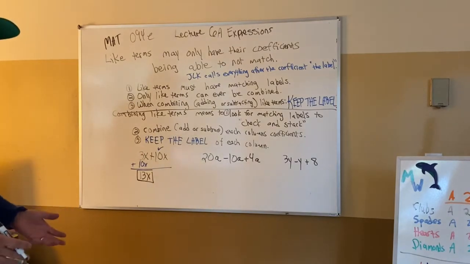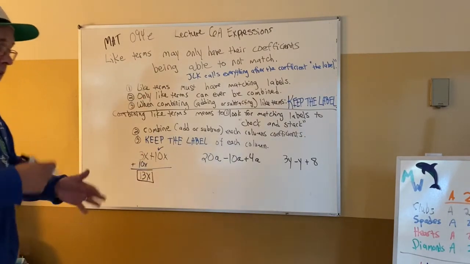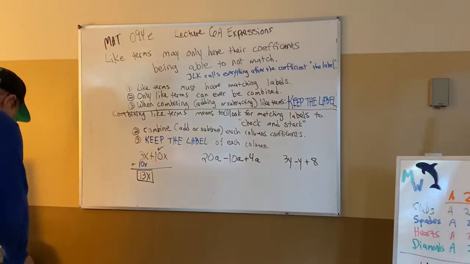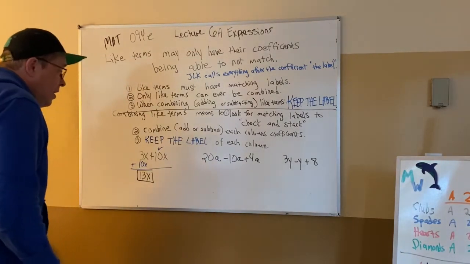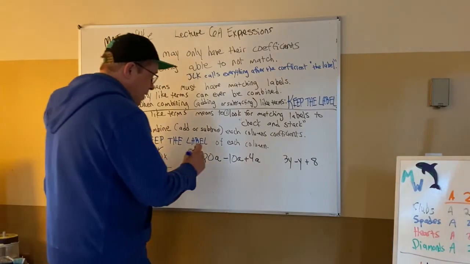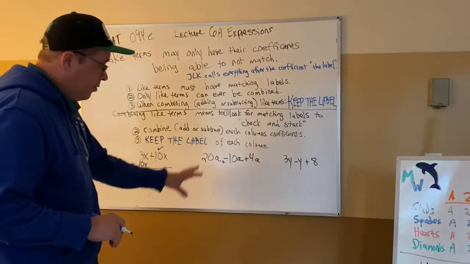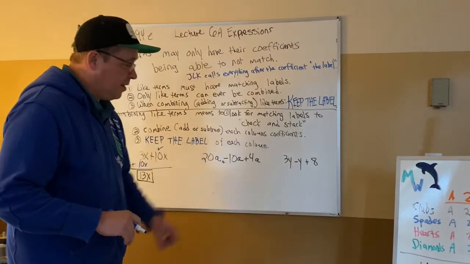How many x's do I have? 10 and 3, they're all x's. Let me keep the label behind the group of them. Next, I've got 20a minus 10a plus 4a. I'm going to insert my plus sign there, as you know I will. So now I have 3 terms: 20a plus negative 10a plus 4a.